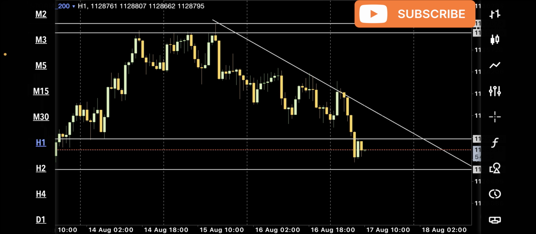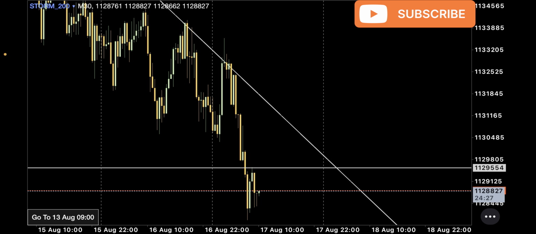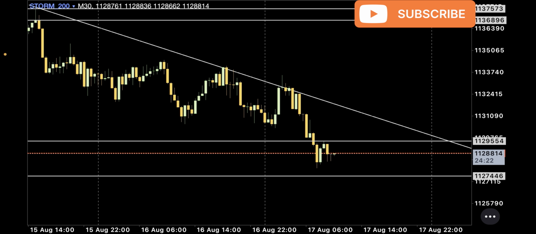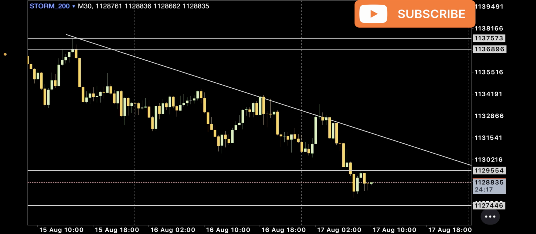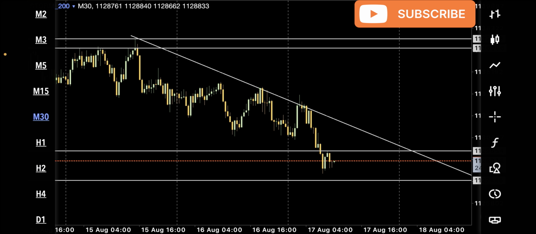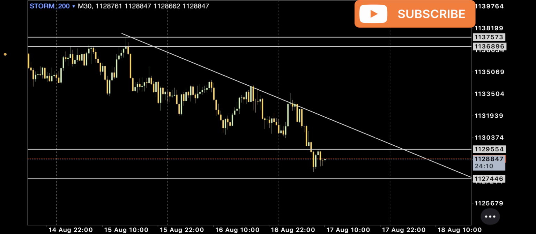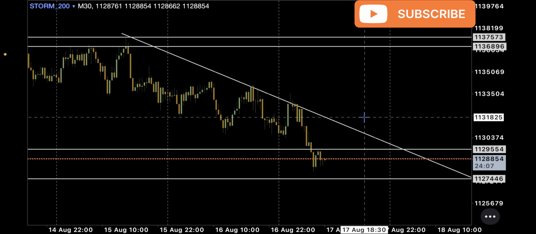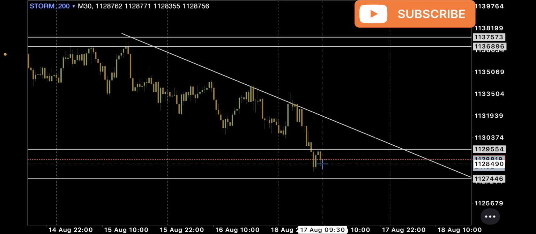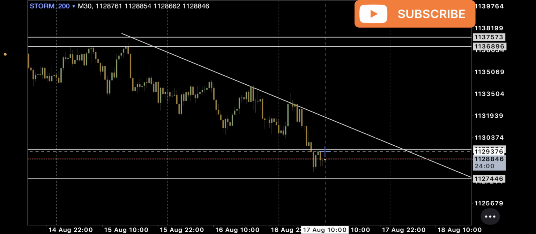buying this instrument will not be an option for us. When you go back to the 30-minute time frame, you can see that there is more selling pressure on the market. We don't see any buys yet. On the 30-minute time frame, you can see an engulfing bearish candle. You understand? Price went back to test this area and gave us a bearish engulfing candle.